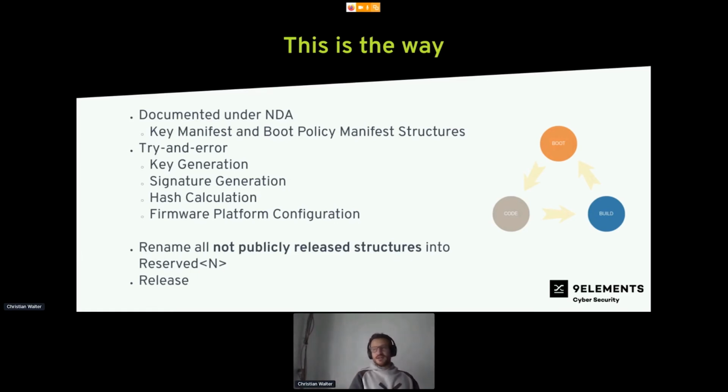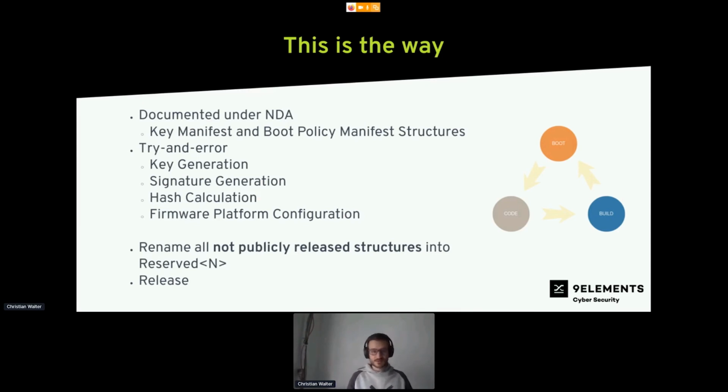Also, in the way of going to CBNT and going into a measured launch environment in the end, the firmware platform configuration matters a lot, right? There are a lot of registers that need to be logged. You have to take care of a lot of things that are really not documented, and it is just moving forward very, very slowly.